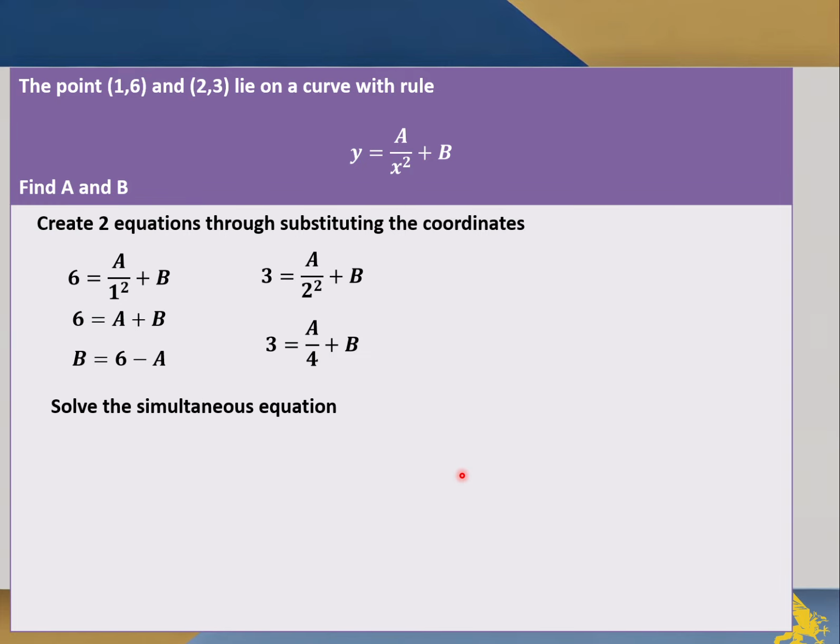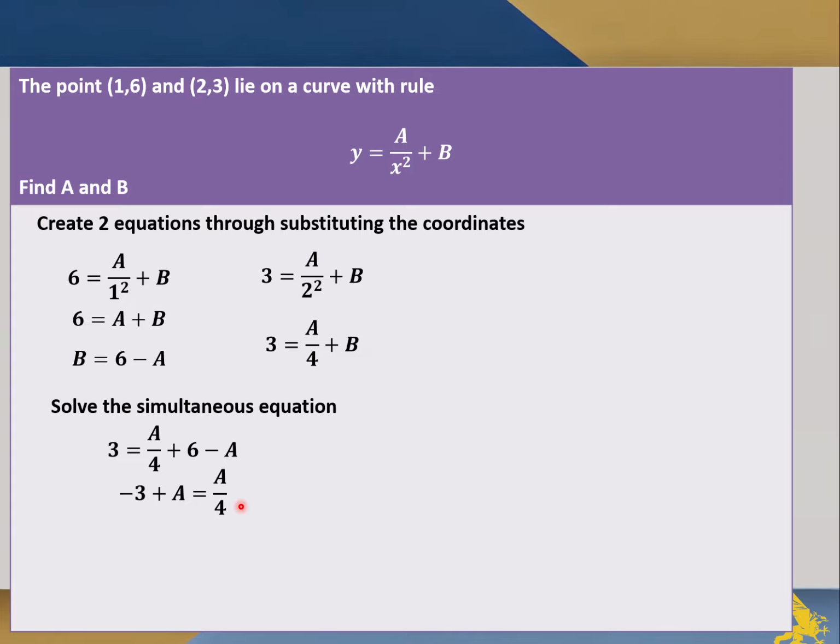Next, I'm just going to substitute. So that means 6 minus a will be substituted for this value here, b. So that will give me 3 is equal to a divided by 4 plus 6 minus a. Before I deal with this fraction, I'll get everything else onto my left-hand side, which means I will take away 6 to get negative 3, and I will plus a. That gives me negative 3 plus a is equal to a over 4.